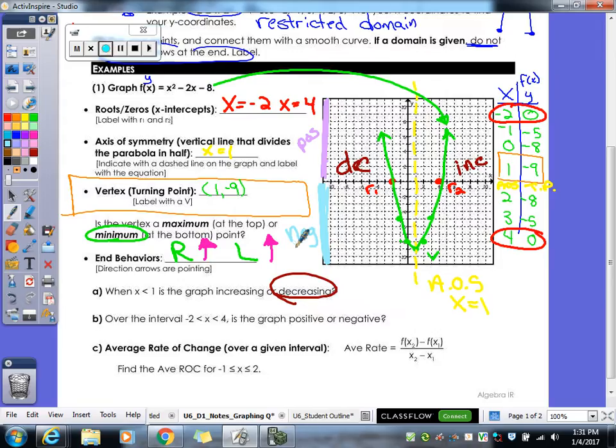So it's saying between negative 2 and 4, between my two roots, is my graph positive or negative? What is it, Lex? Between my two roots, is it positive or negative? Say it again. Negative. Good. It's down here, negative.